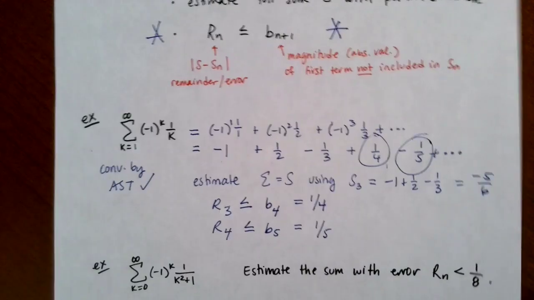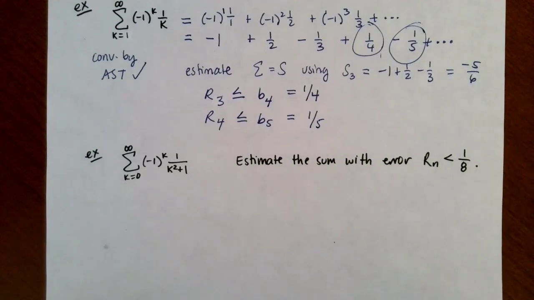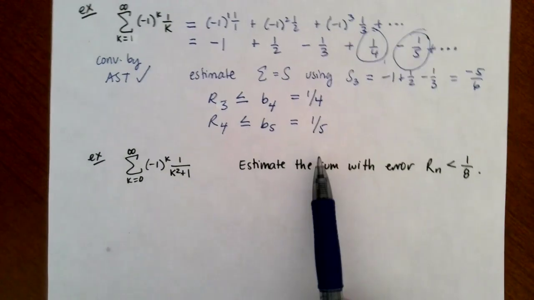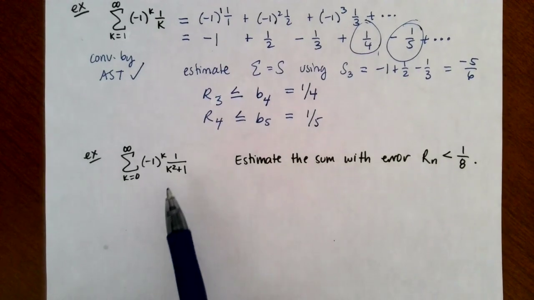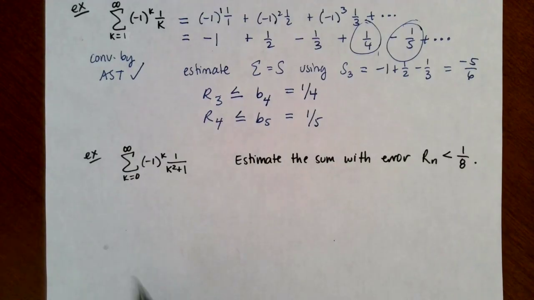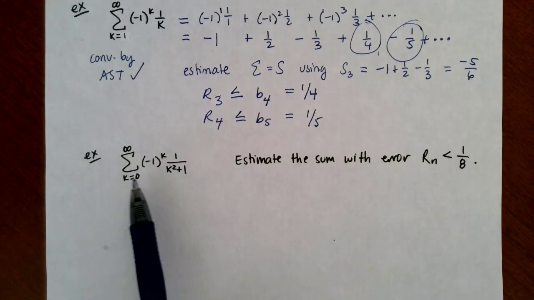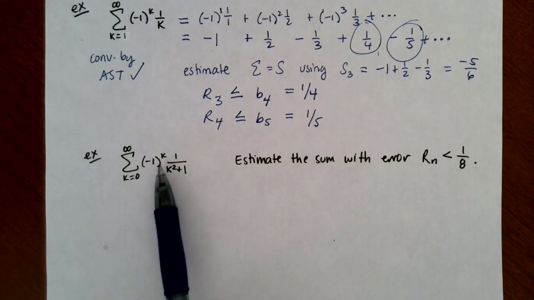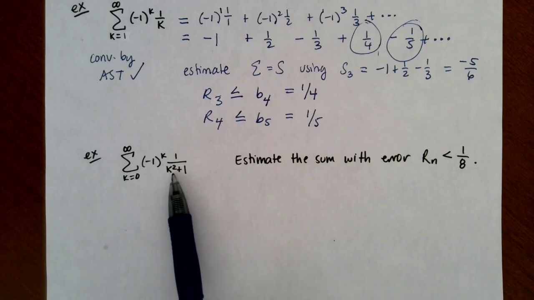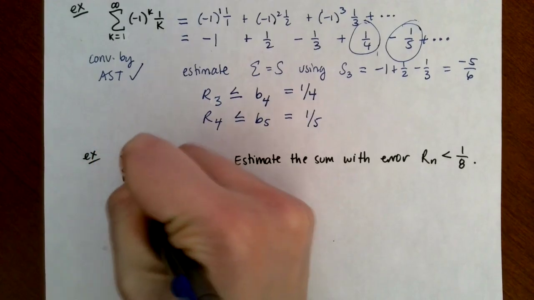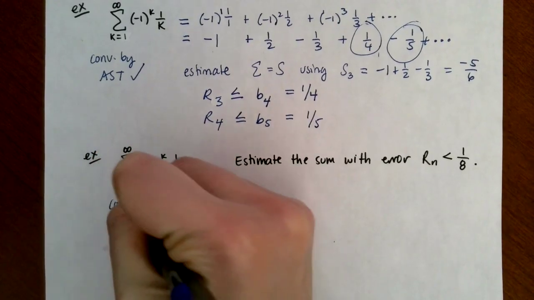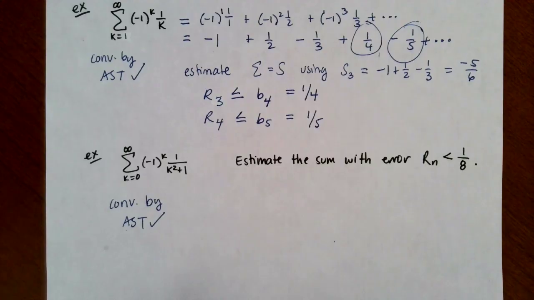Okay, so let's move on to our second example. We weren't really answering a particular question in the last one, just exploring what the formula gives us. Here, we're going to answer a question. We're given a slightly different alternating series: the sum of -1 to the k, times 1 over k squared plus 1. This is also convergent by the AST. We're not going to go into details here, but it does pass the conditions that we need.